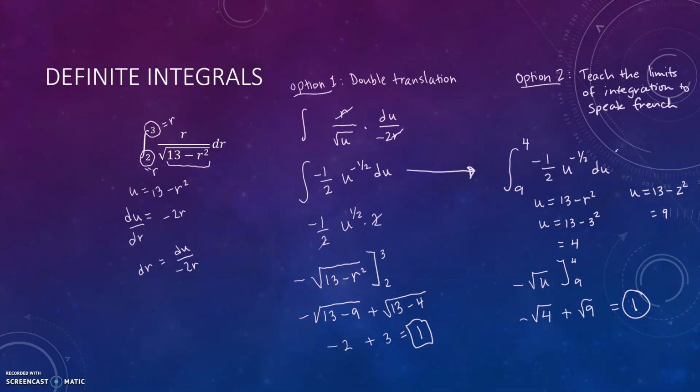You wouldn't want to do a single translation but use the limits of integration that were given to you because those are r coordinates. And you wouldn't want to do a double translation and then also translate your limits of integration because then you'd have a mix of languages.